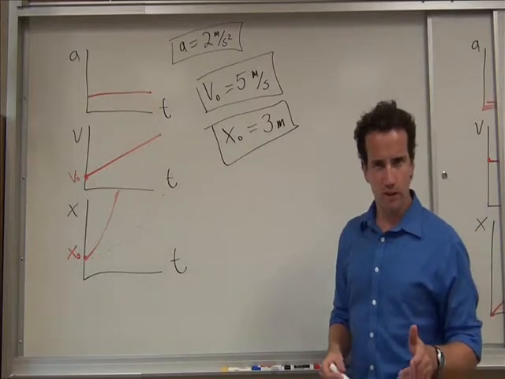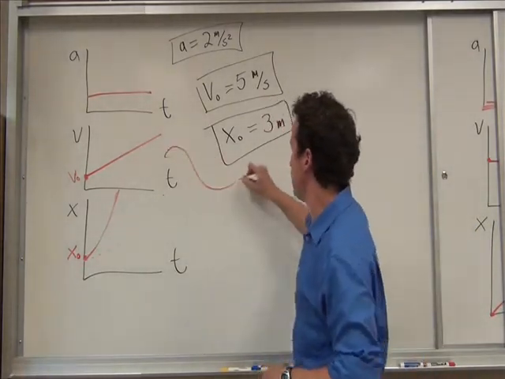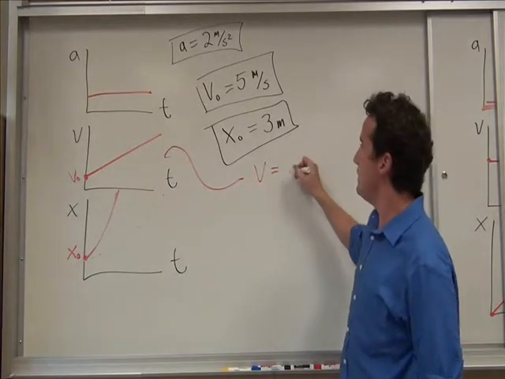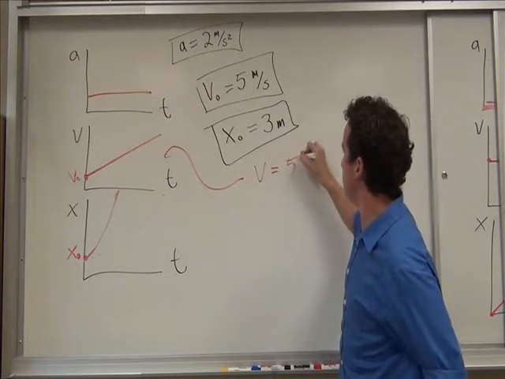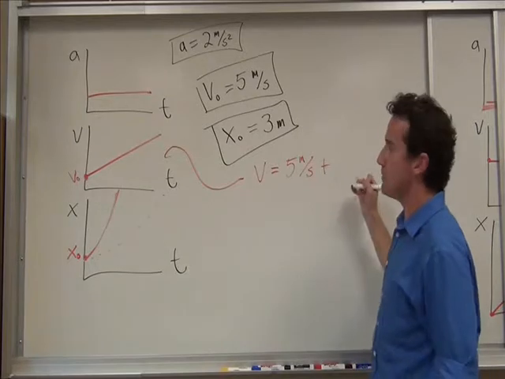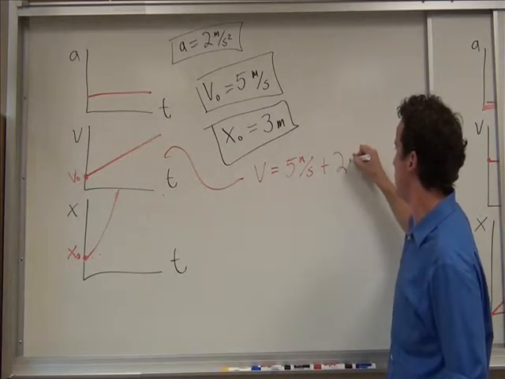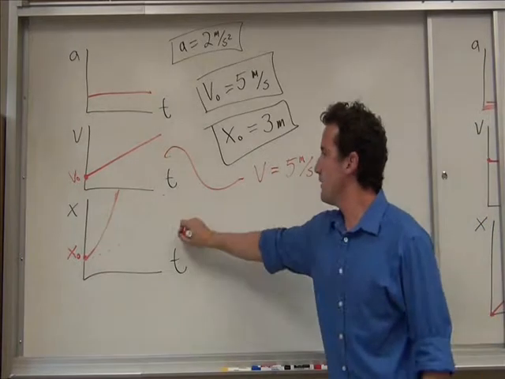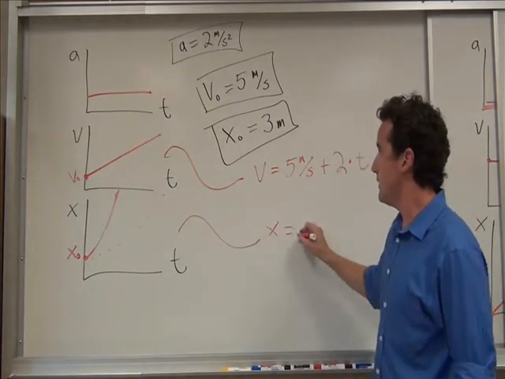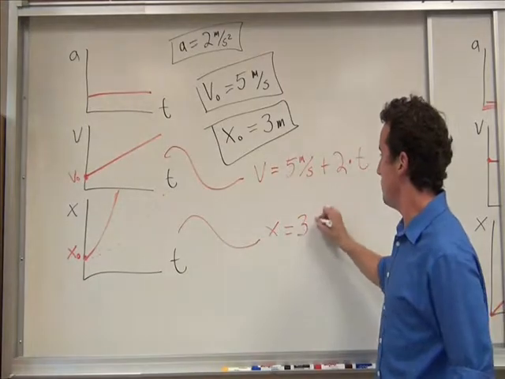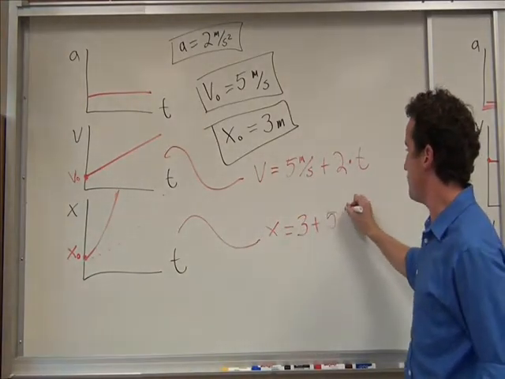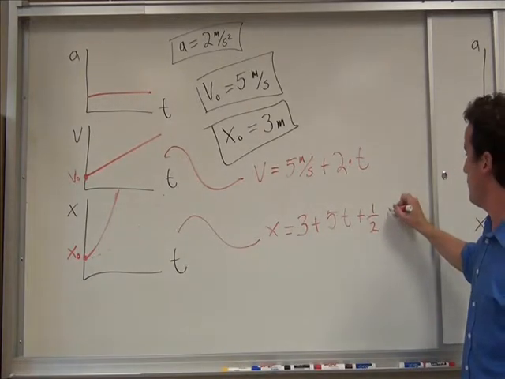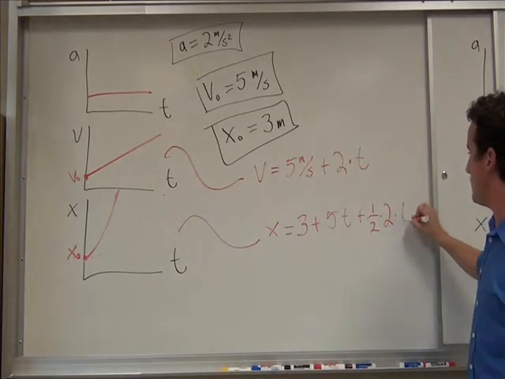Let's describe these with formulas. The velocity formula, well, that's v equals v0 plus at. That's v equals y-intercept of 5 meters per second plus slope 2 times time. So that's the acceleration right there. On the x formula, it's x0, which is 3, plus v0t, 5t, plus 1/2 at squared, that's 1/2 times 2t squared.